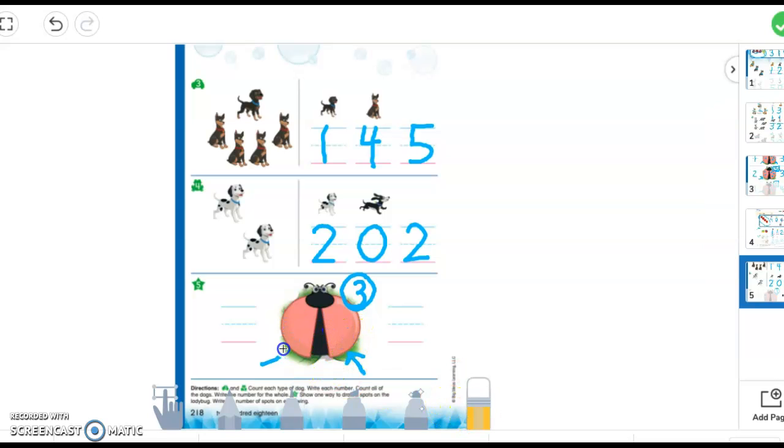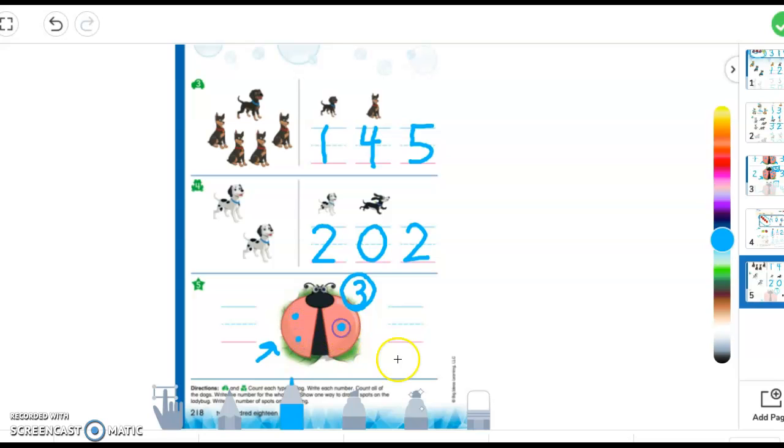So, let's try that again. Let's put 2 over here. 1, 2. And 1 over here. Let's count: 1, 2, 3. So 2 and 1 is 3.